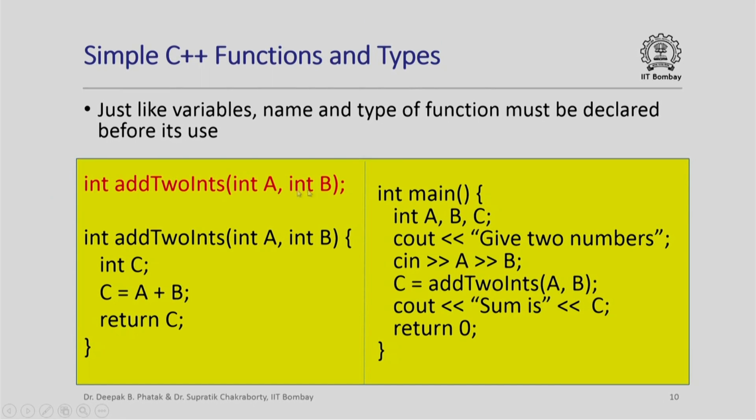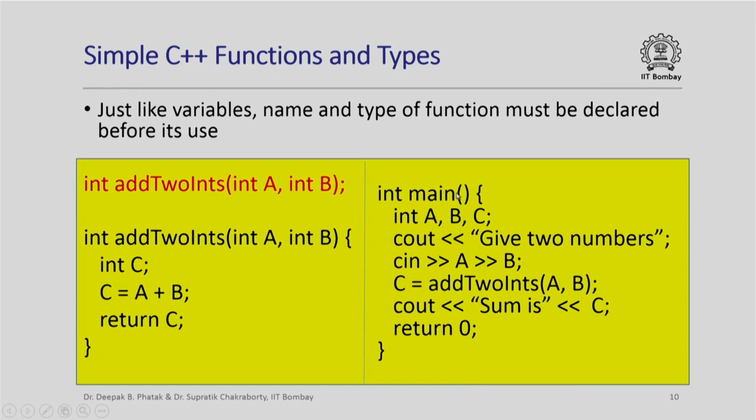So, here the part highlighted in red is a declaration for a function. It says this is the name of the function, these are the input parameters of the function, these are the types of the input parameters, these are the names of the input parameters, and this is the type of the return value of this function. So this is a declaration for the function; just like we have a declaration for a variable, we must declare a function before we use it.